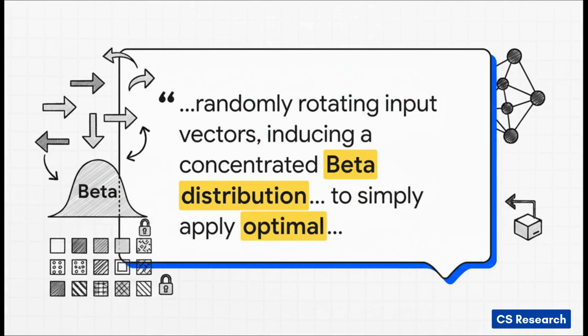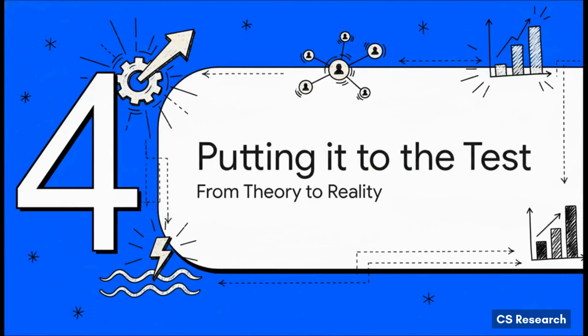And you don't have to take my word for it. Here it is from the researchers themselves. They spell it out right here. You randomly rotate the vectors, which creates that predictable beta distribution, and then you use that to just apply a simple, optimal compressor to each number individually. It's elegant. All right, that all sounds great in theory, but does it actually work in the real world?